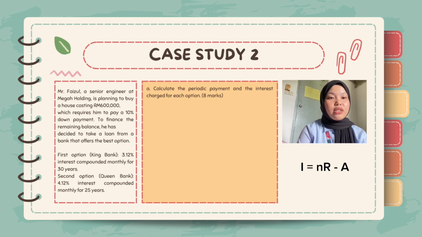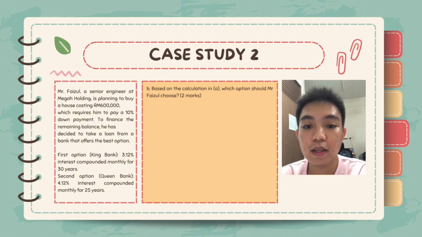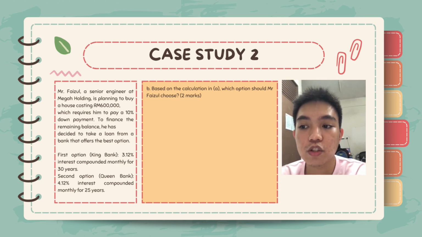To find interest charge, which is I, the formula is I is equal to nR minus A. After that, you just enter the numbers into the formula, which is 300 times 2,886 ringgit 23 cents minus 540,000 ringgit, and you will get the answer, which is 325,866 ringgit.